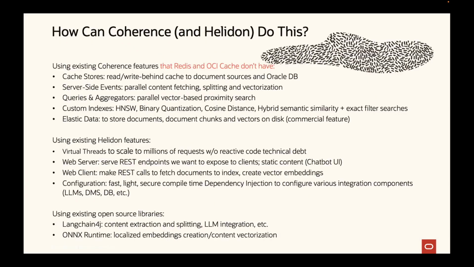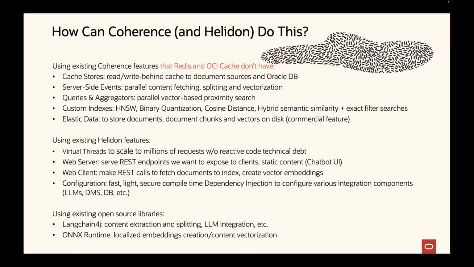The searching part, the semantic similarity search, we can do that in parallel. There are indices that are specific to vector stores, HNSW, binary quantization. We leverage the metrics for cosine distance. And one key aspect is we can also use Coherence as a hybrid of both similarity search and exact search. And that is also done in parallel as well.